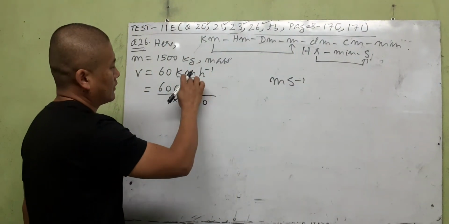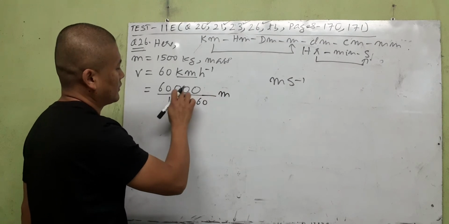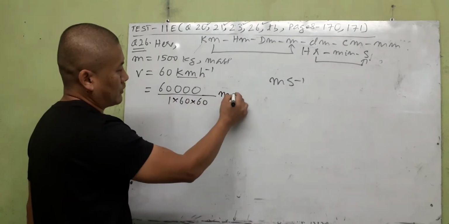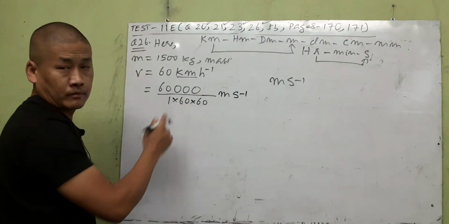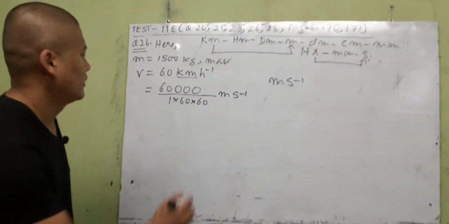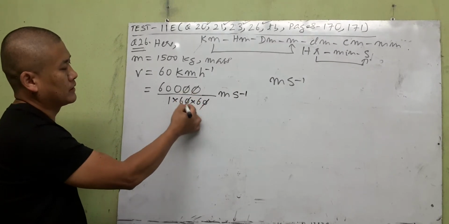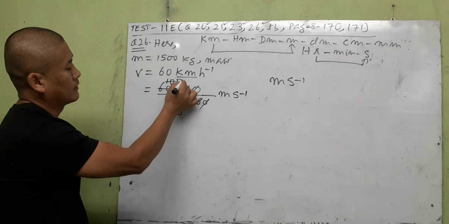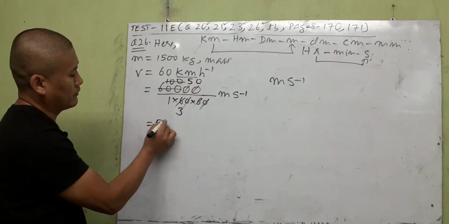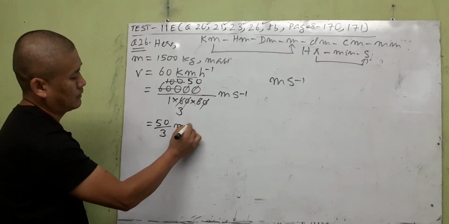Then this kilometer has changed to meter because of these 3 zeros. This hour to the power -1 is changed to second to the power -1 because of multiplying this 60 into 60 here. That way we get these 2 zeros cancelled, and 6 ones are 6, 2 3s are 6. So this is in SI unit 50 divided by 3 meter per second.